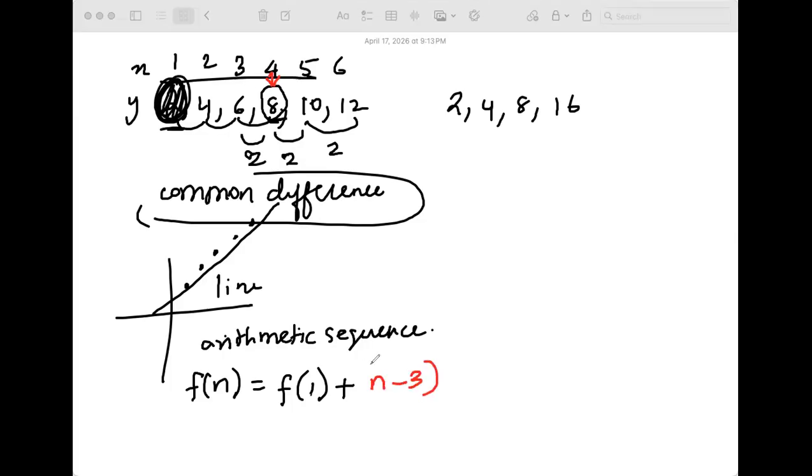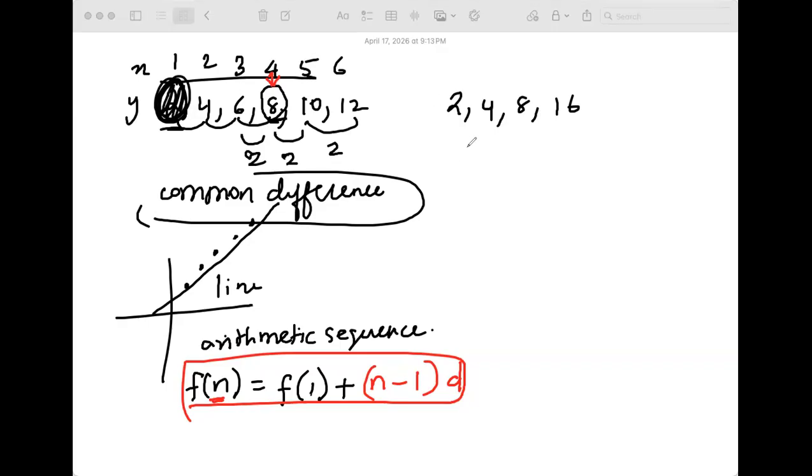So, 3 common differences you will add. You get it, n minus 1 common difference. You are wanting the fourth term, so you are adding 3 common differences. So always, if you want the nth term, you will add n minus 1 common differences to the first term. That's how you get the nth term. Got it? This you have to remember.